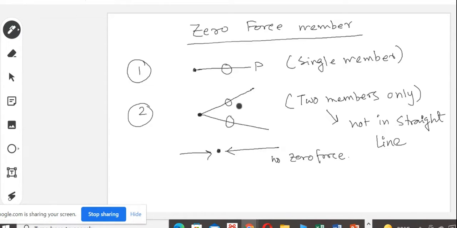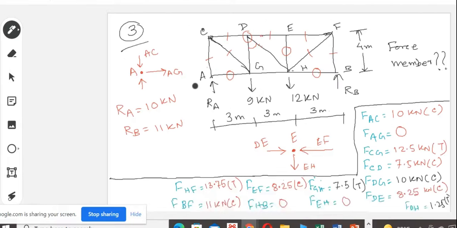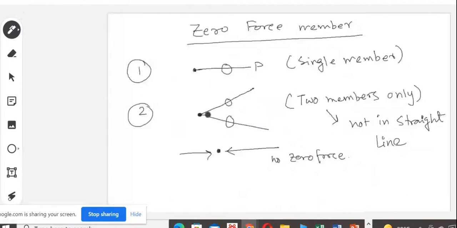But in this case they are not in a straight line and only two forces are acting. Remember, for other cases there are other force members acting, but this is a particular type of scenario which is, I would say, very rare in terms of trusses. If only two members are acting at a particular joint and they are not in a straight line, then they will be considered zero force members. If they are in a straight line, then they will be equal and opposite and they will have some value.